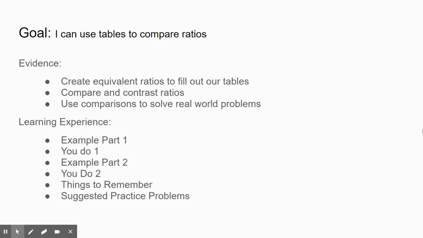Our learning experience is there. It's pretty standard at this point, having 2 you-dos and 2 examples, plus things to remember and suggested practice problems at the end. So let's move right into our first part of the example.